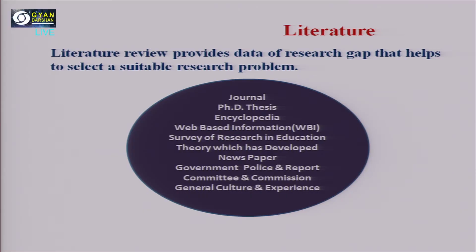The literature, as I have already said, you can use research journals, PhD theses, encyclopedias, and web-based information. Nowadays, a lot of data and information you can get from web-based information, called WBI, by using the internet. Then surveys of research in education, and theory which is developed. Then you can use newspapers, government policy and different types of reports, reports of committees and commissions, journal culture and our own experiences.